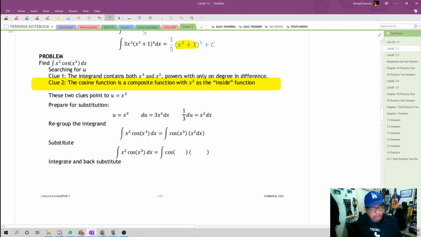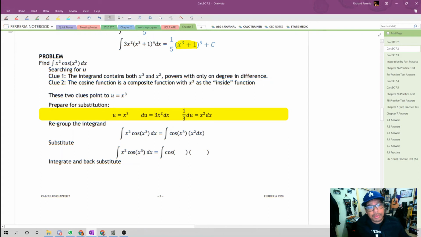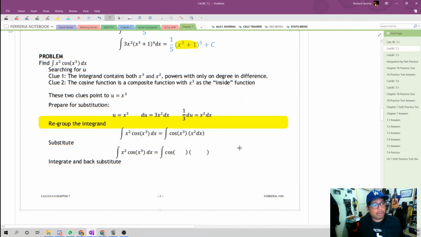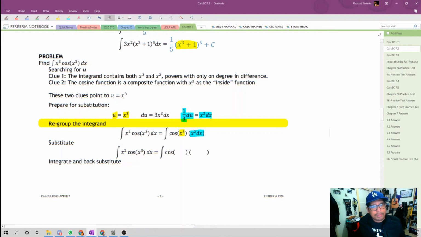If u is x cubed, then du is 3x squared. We don't need the 3, so we're going to divide both sides by 3, and we're going to get 1/3 du. Based on our preparation work, we're going to regroup the integrand from x squared cosine of x cubed dx to cosine of x cubed multiplied by x squared dx. And then notice the kind of substitution that we can make. We're going to turn that x cubed into u, and we're going to turn that x squared dx into 1/3 du.